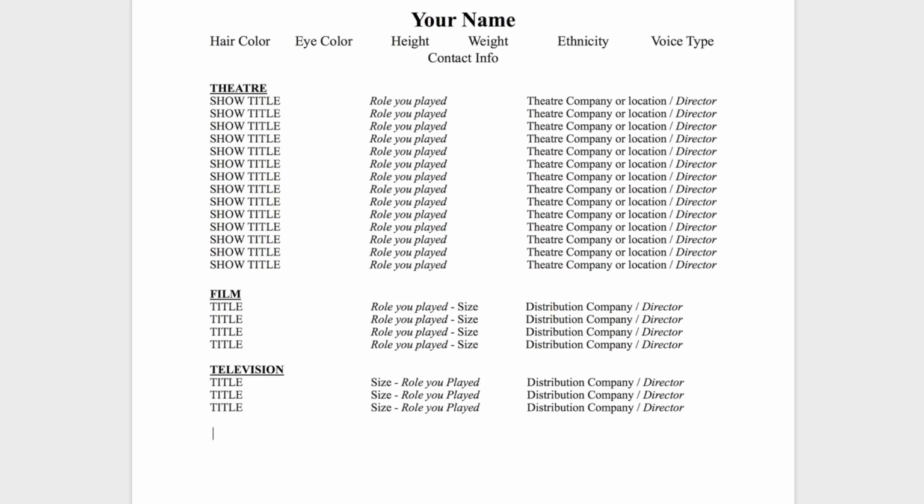Same thing goes if you're auditioning for a company you've worked with before. You want to include that you've done a show at this place before, especially if they switch out their directors or casting directors. Now, this next section, just like the previous two, is optional.